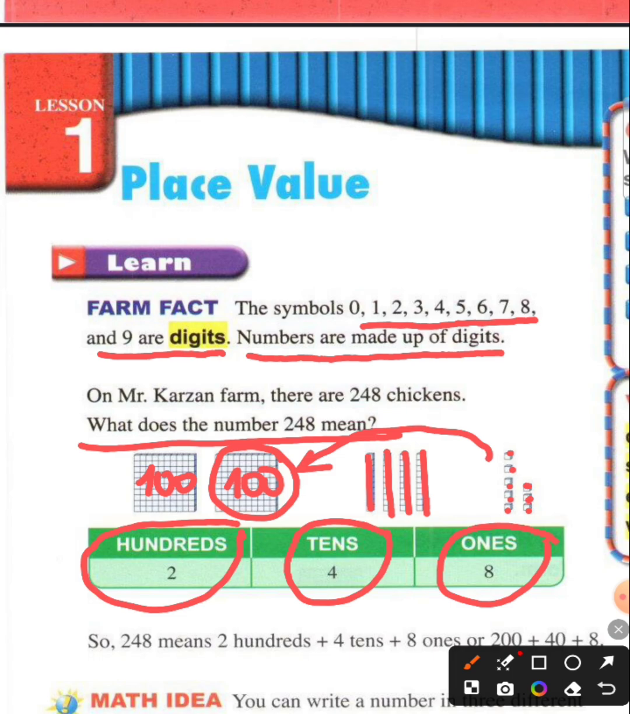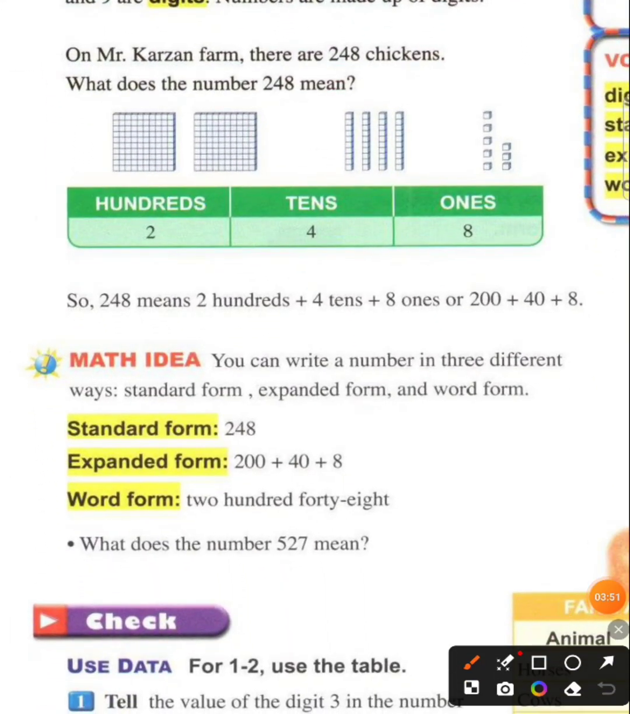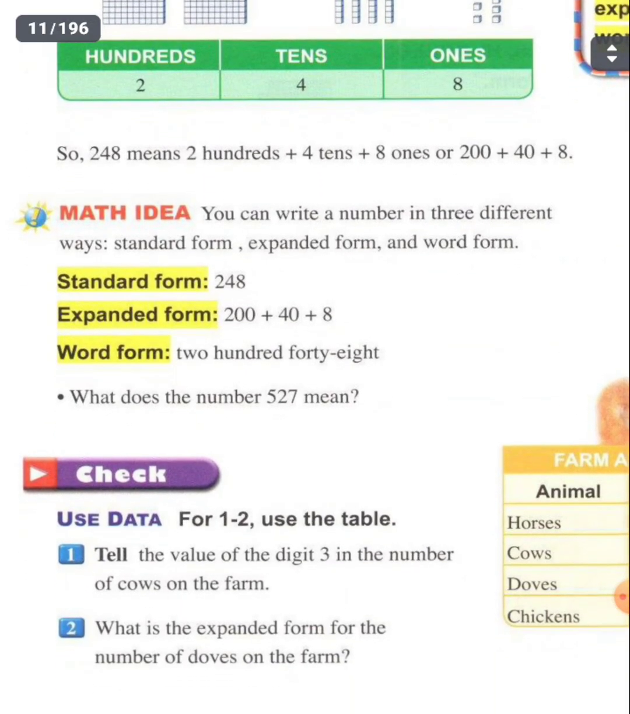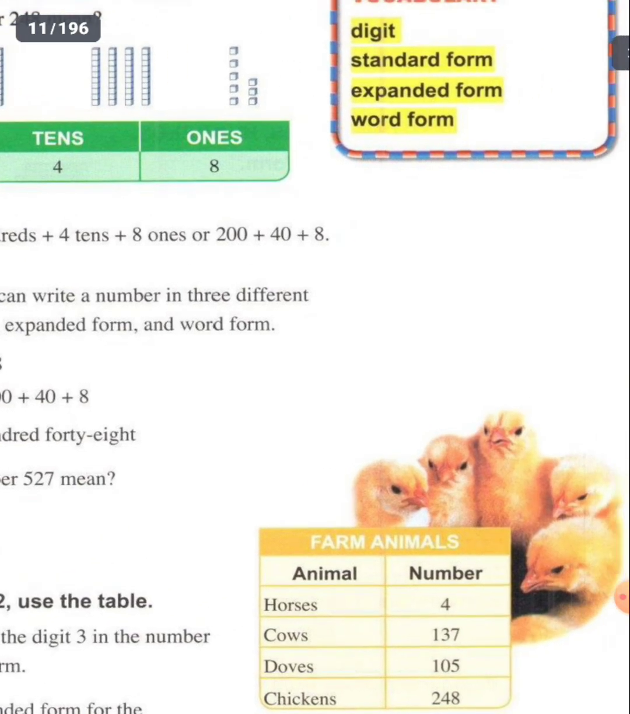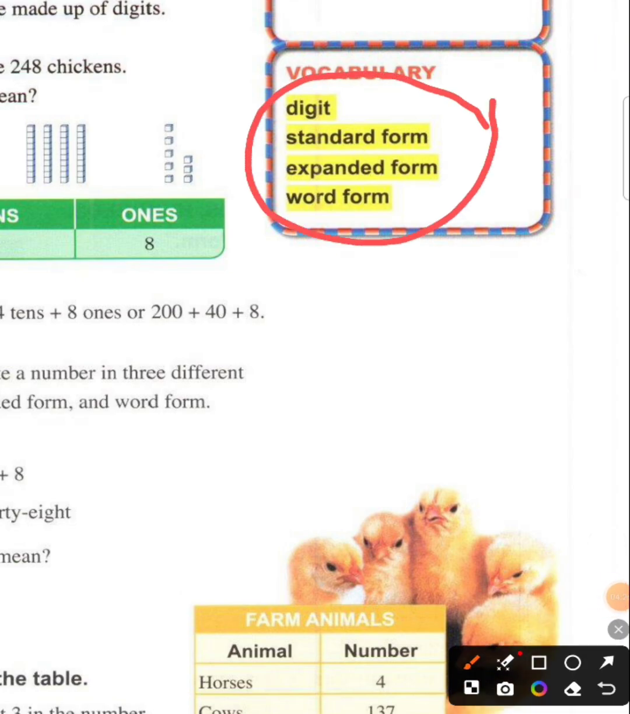Okay. So it means 248 means 200 plus 4 tens plus 8 ones. It's 248. Okay? Really good. But what we must know is that you can write a number in 3 different ways. It's the same as I showed you here, and this is very important.